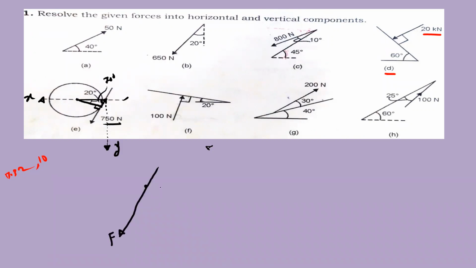So this is the given force, this is the y-axis, this is the x-axis, and this angle is 70 degrees. So the force is in the third quadrant. This is negative x and negative y-axis.